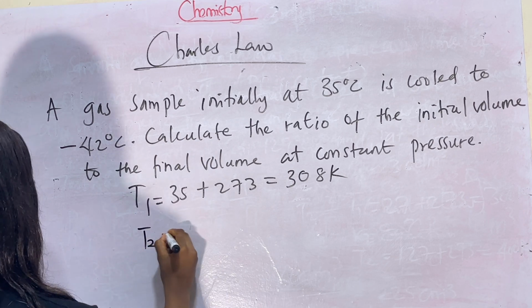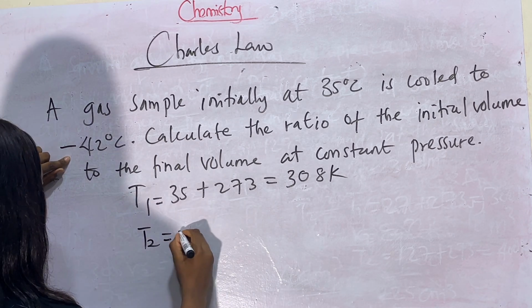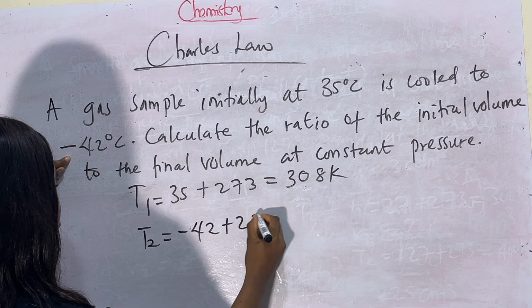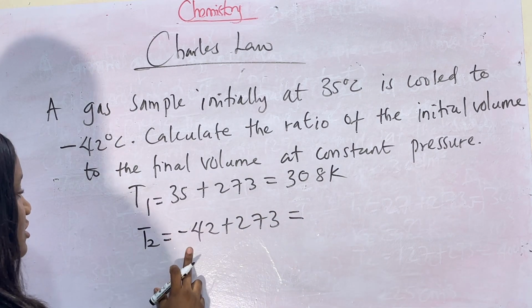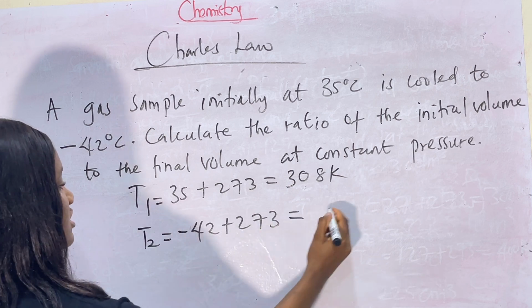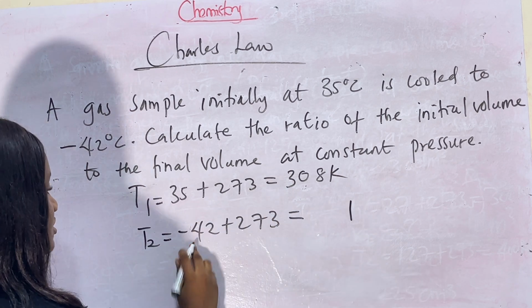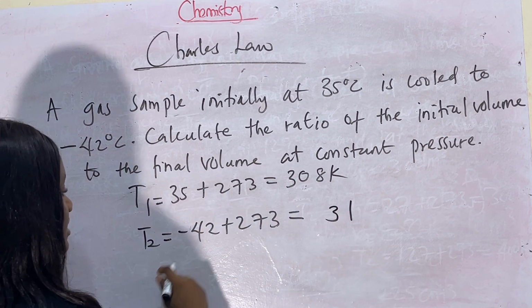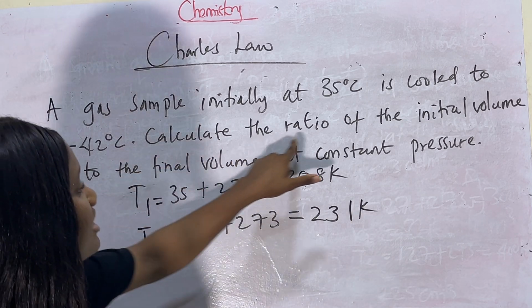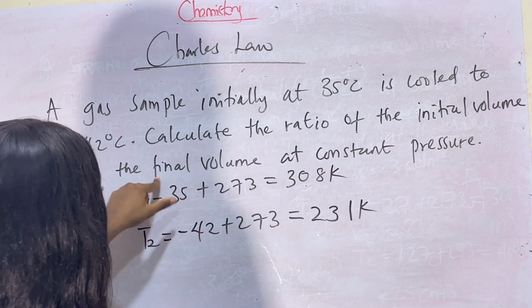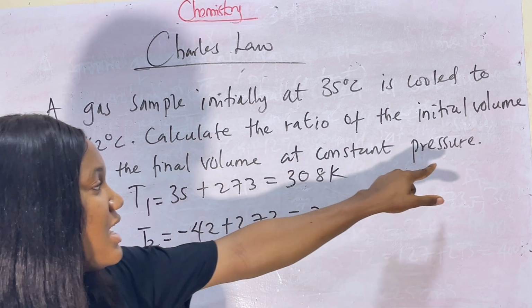T2 is going to be minus 42 plus 273. Now, this is the same thing as saying 273 minus 42. So 3 minus 2 is 1. 7 minus 4 is 3. And then you have your 2 here. So we have 231. Calculate the ratio of the initial volume to the final volume at constant pressure.